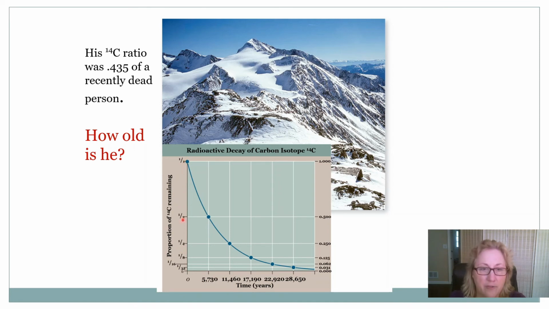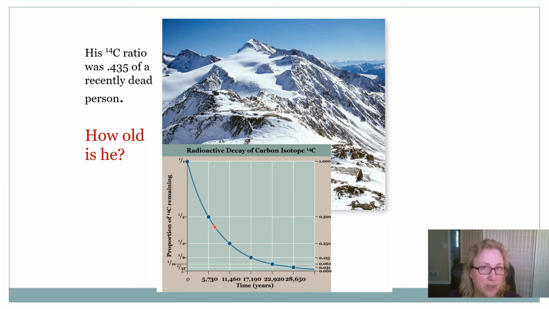So 1 half-life, we have 1/2 of the remaining carbon-14. 2 half-lives, we'd have 1/4. 3 half-lives, we'd have 1/8, because it always goes down by half of what was there before. And then over here is that same fraction, but now it's expressed as a decimal. So 0.5 is half, and 0.25 is 1/4, etc. So if his ratio was 0.43, that's a little less than 0.5, so it's probably about right here. We follow that over to the line.